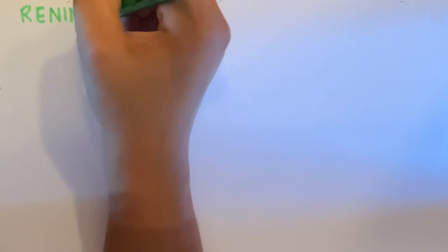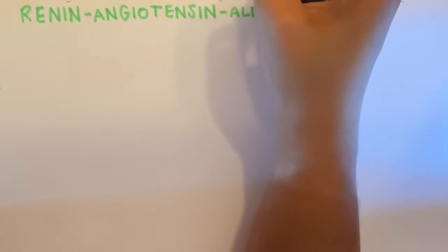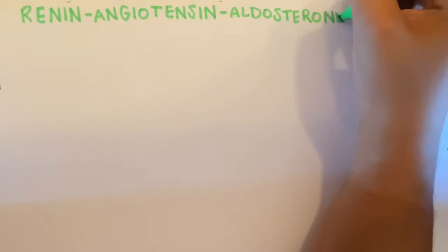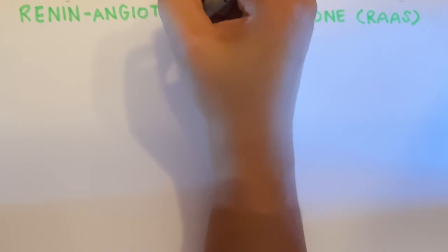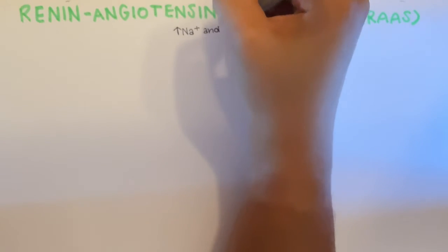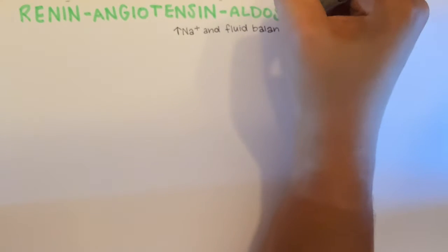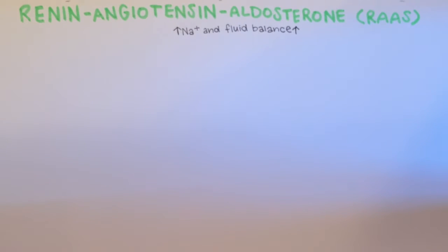Today we are going to look at the Renin-Angiotensin-Aldosterone system, also known as RAAS. It's responsible for the regulation of sodium and fluid or water balance in the body. It increases sodium reabsorption, which is followed by water.